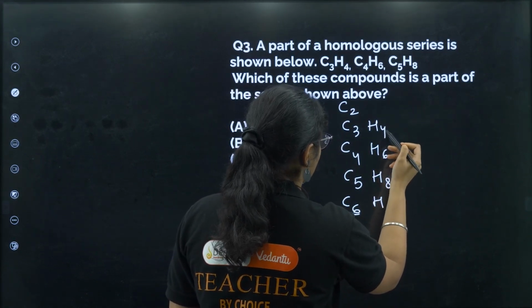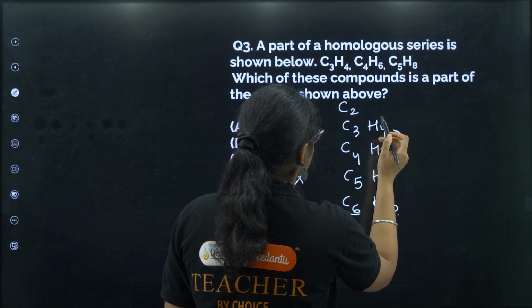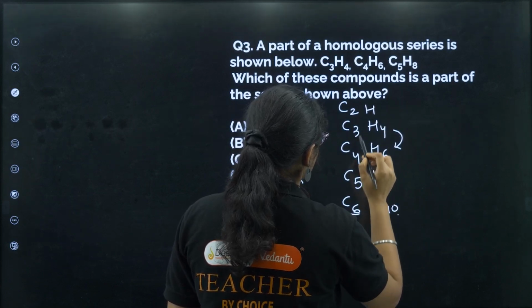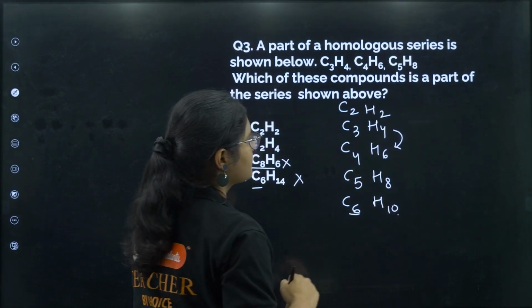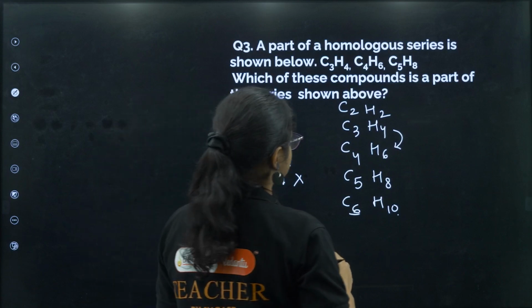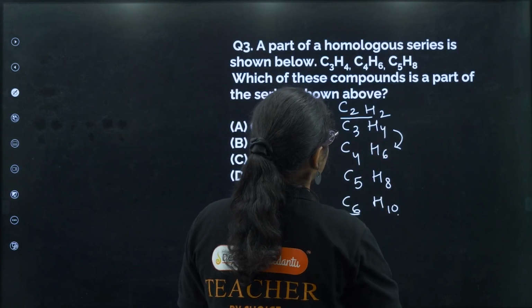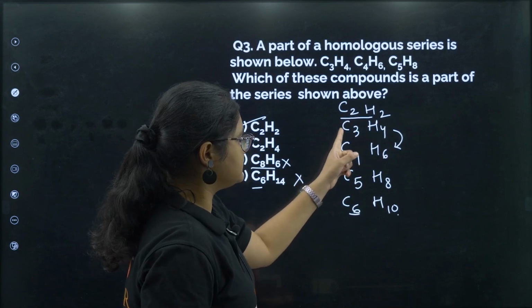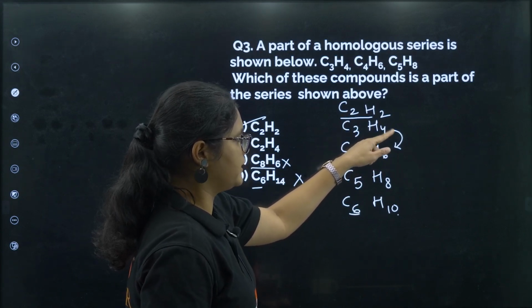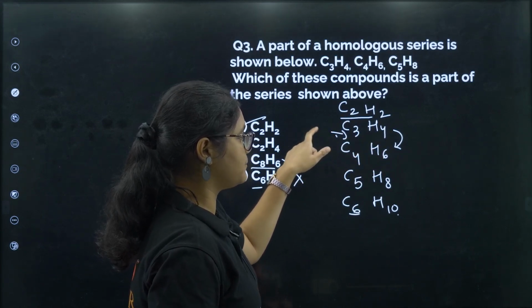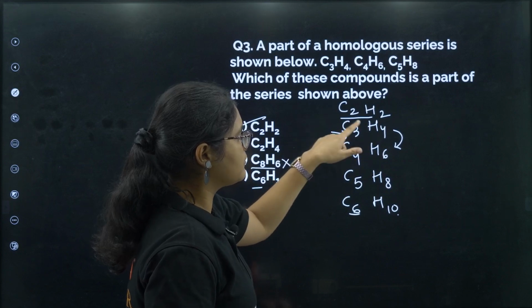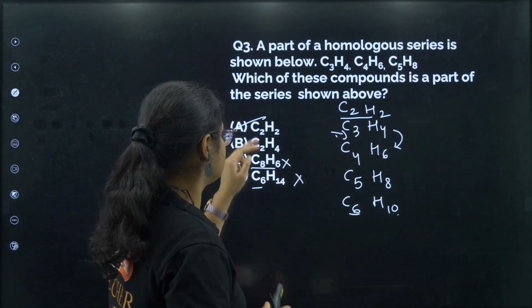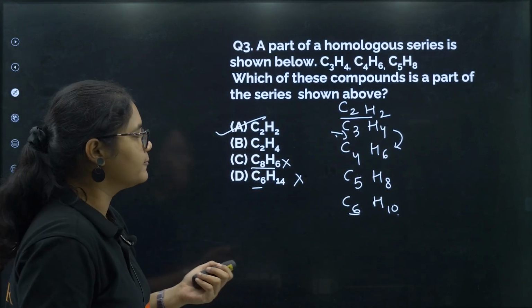Sorry, yeah, we are increasing this one, so it will be C2H2, right? I think that is correct. Yes, C2H2 will be the first member here. You can see here we are adding CH2, then I'll get this one. If you add CH2, you will get this compound. So if I subtract CH2 from here, 1 carbon and 2 hydrogen, I'll get C2H2. So A is the correct answer here.